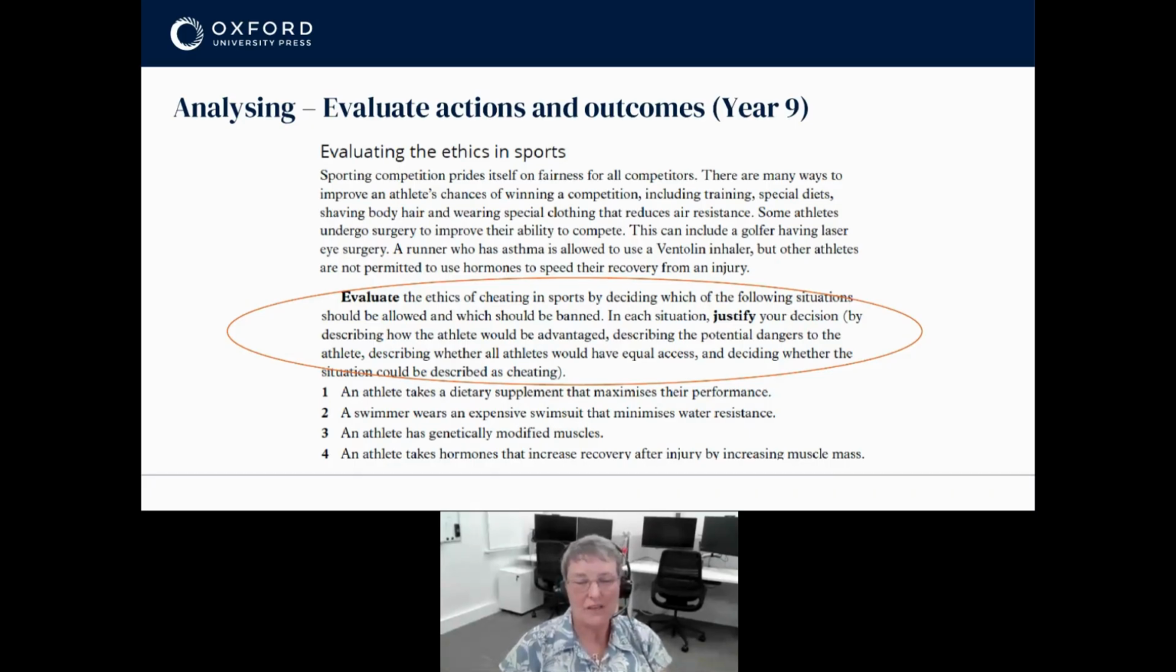So choosing one of these examples, students needed to evaluate. And what I tend to do is justify your decision. So they need to evaluate and justify, and then break it down into the smaller steps. So describing the advantages, describing the disadvantages, describing whether they have equal access. So that becomes the criteria, and whether it would be described as cheating. So breaking it down intentionally for students can be really powerful for them to learn and identify what's actually meant and what level of critical thinking they need.